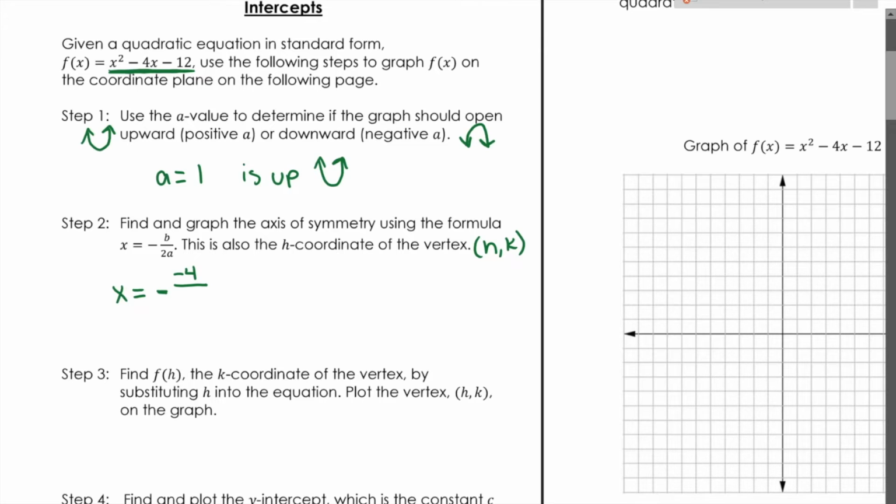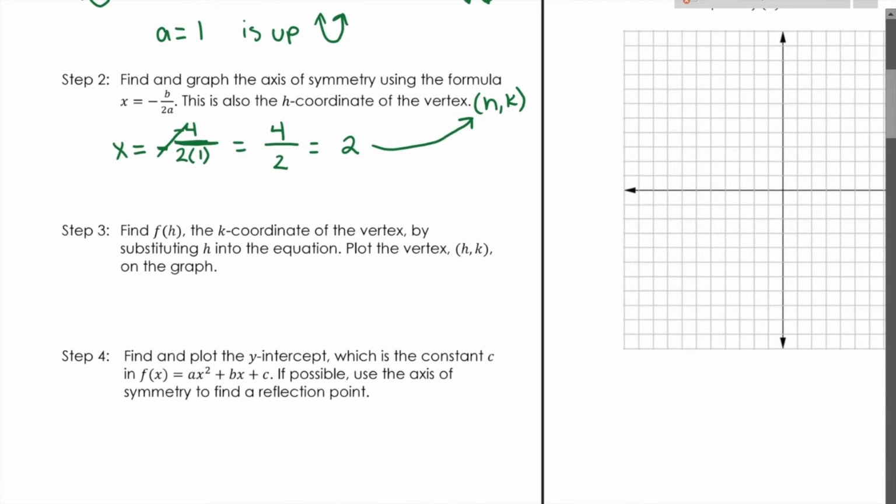Okay, then I'm going to do 2 times a. A is 1. We already determined that last step. Now let's simplify this some more. So negative 4 times negative is going to be a positive 4. So that negative is gone now, because of the negative and negative. 2 times 1 is 2. Can I simplify that? Yes, I can. So this is going to be 2. So the h in the vertex is going to be the 2 value.